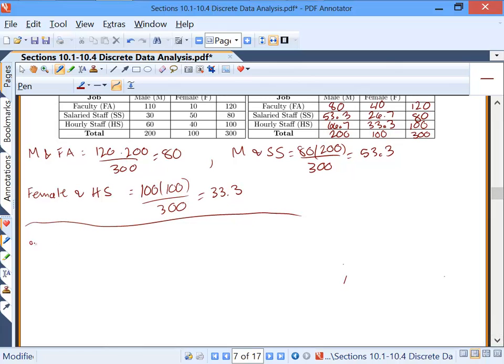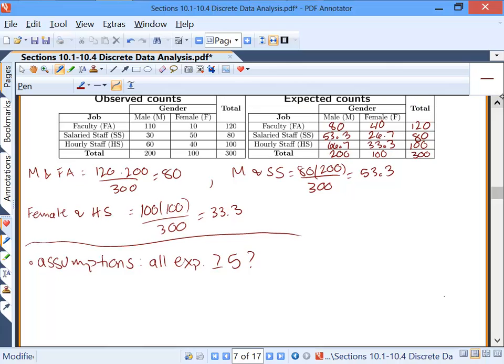Now let's actually start our hypothesis test. We'll check our assumptions. The assumption is that all the expected counts are at least 5. Again, make sure you check your expected and not observed counts. So all of my expected counts are at least 26, so we're good there. We also need to pick our level of significance alpha. Let's just mix things up. Let's go with 0.01.